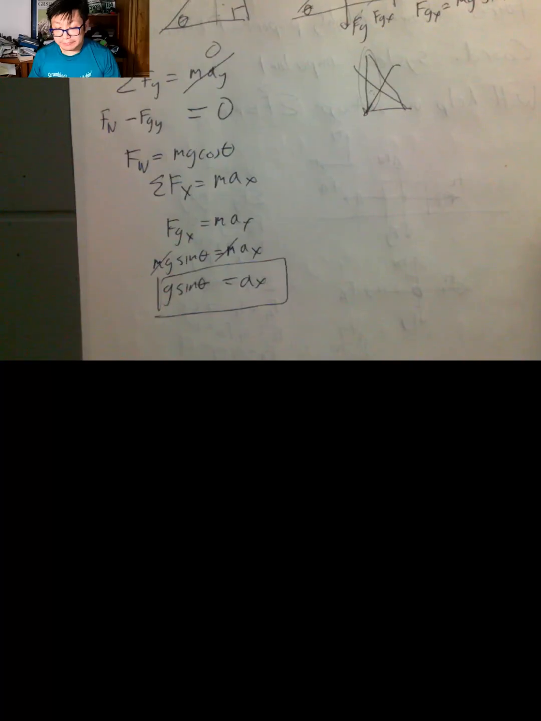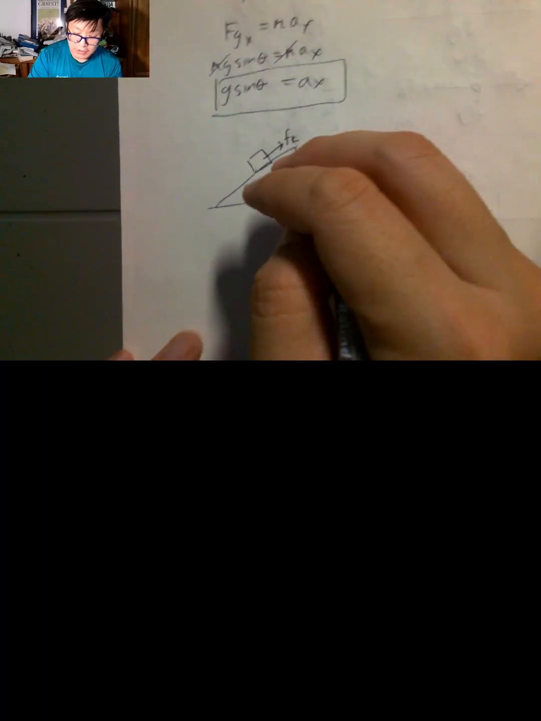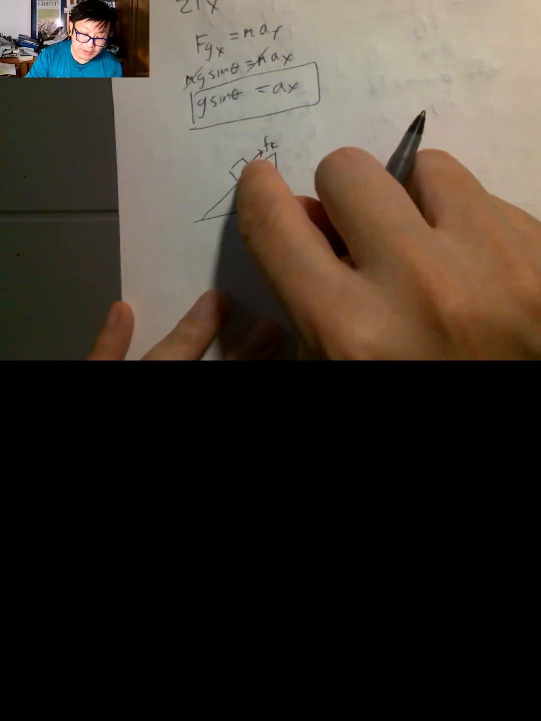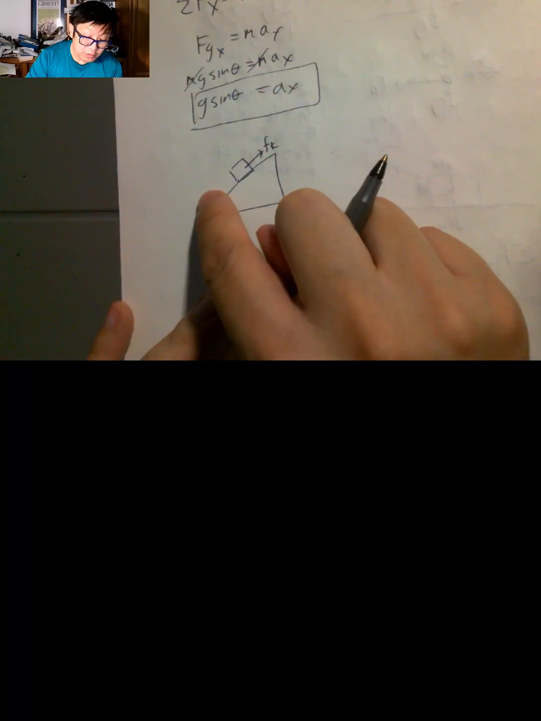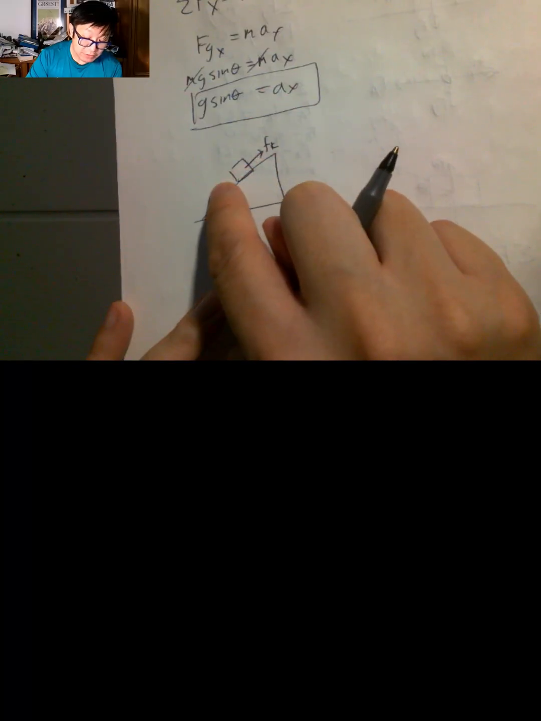What if we had friction? If we had friction, friction opposes the direction of motion. Let's assume that the block is sliding down the ramp. If the block were sliding up the ramp, friction would have to go this way. So it is very important to emphasize we need to know the direction of velocity in order to apply friction.